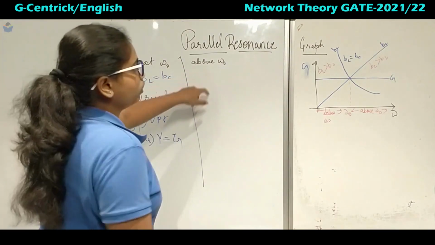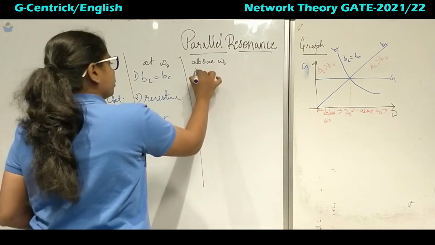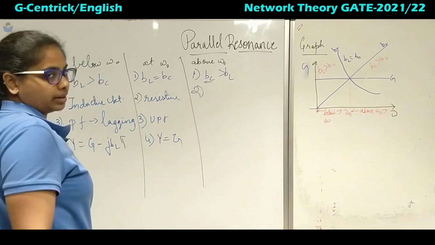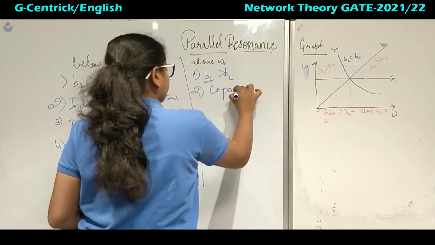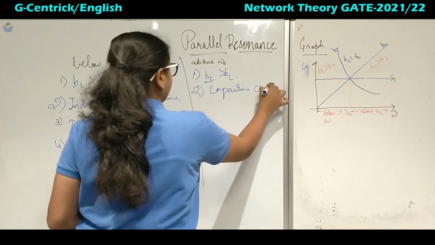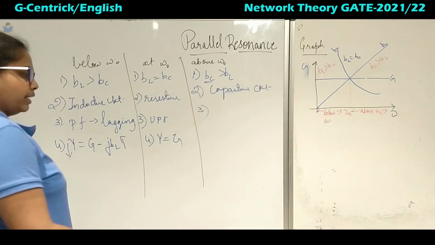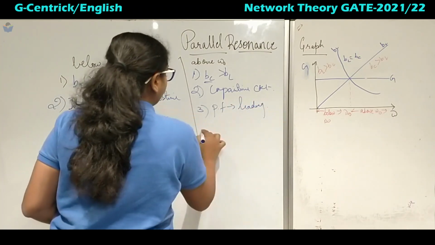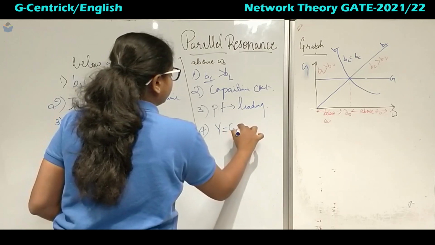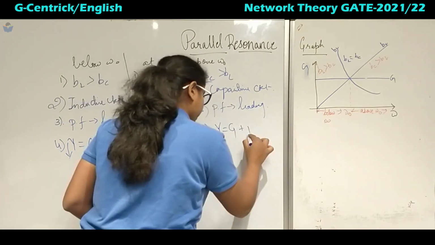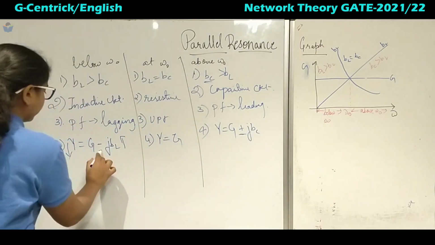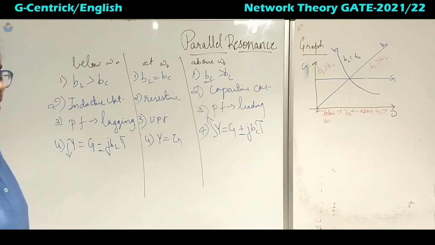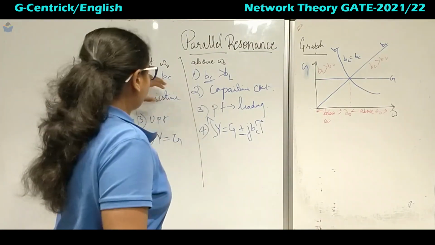Next, coming to above omega naught, above the resonant frequency, we have BC greater than BL. So when C is greater, it will be a capacitive network. Capacitive circuit. So the power factor, what will it be? Leading. So the power factor is leading, right? Then what will be Y? G plus jBC. So it will be positive here, it was negative there. As this increases, the admittance will also increase. So this was about the graph.